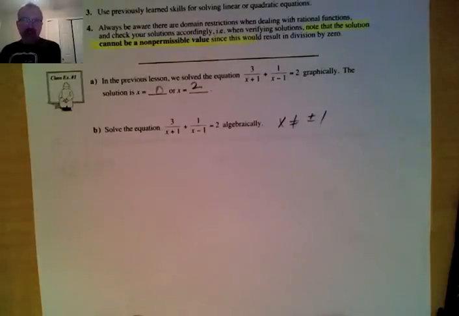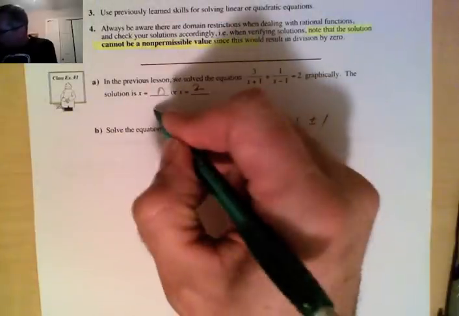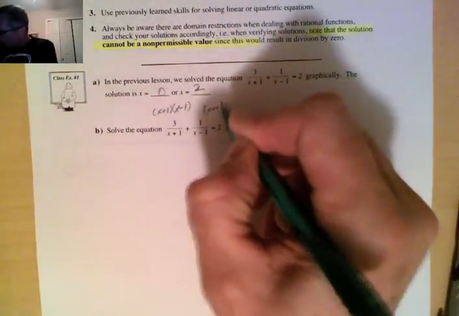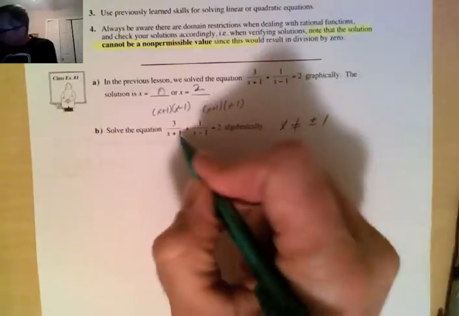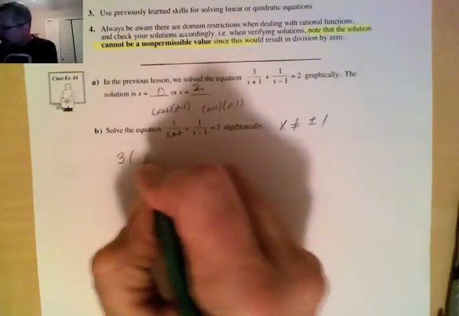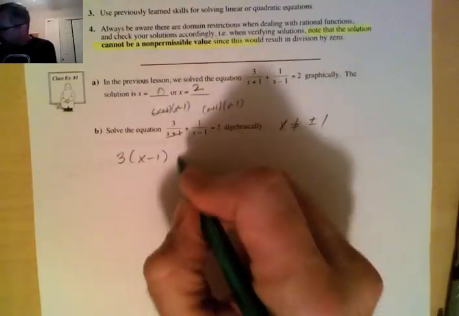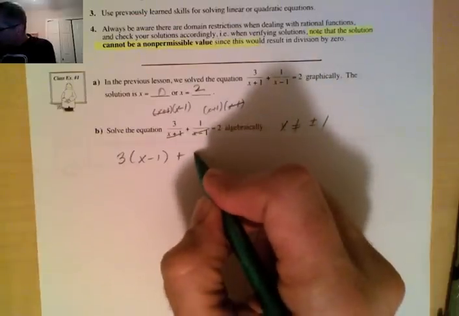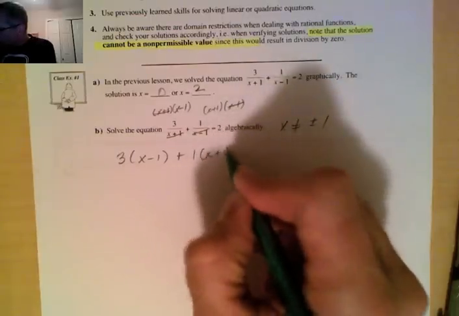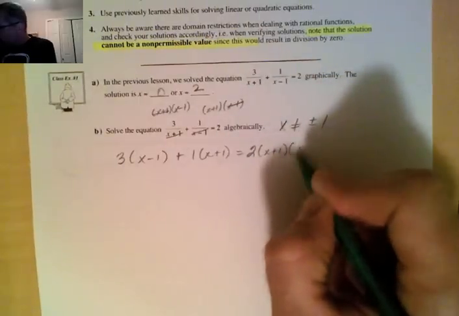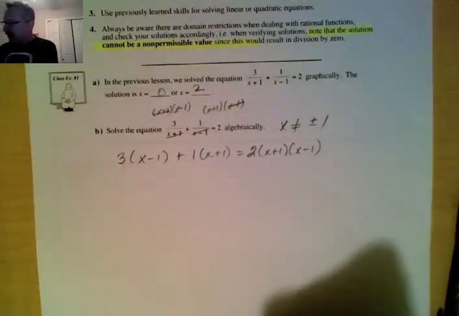So the third step is get rid of the fractions. So we're going to multiply every term by x plus 1 and x minus 1. In the first term, the x plus 1's cancel out, and we're left with 3 times x minus 1. In the second term, the x minus 1's cancel out, and we're left with 1 times x plus 1. And don't forget that the 2 on the right-hand side has to be multiplied by everything.